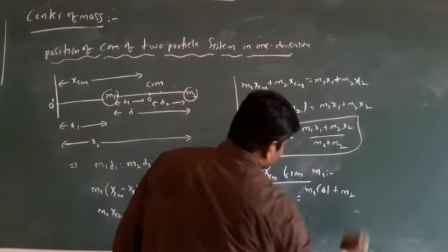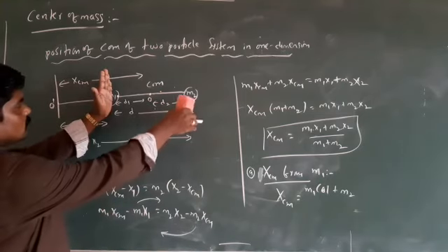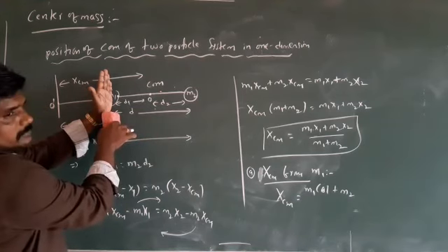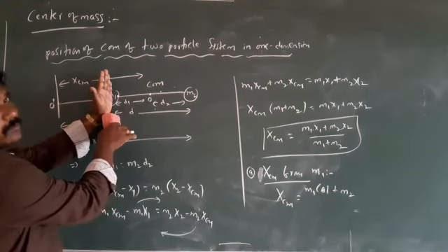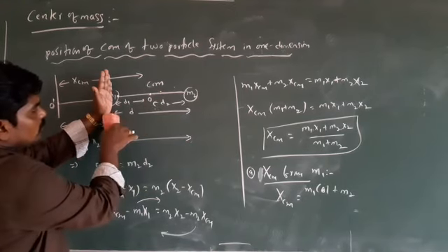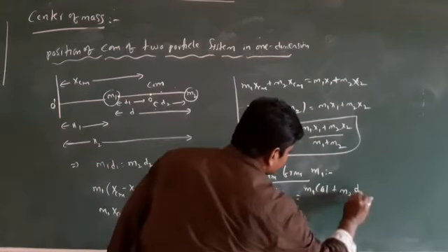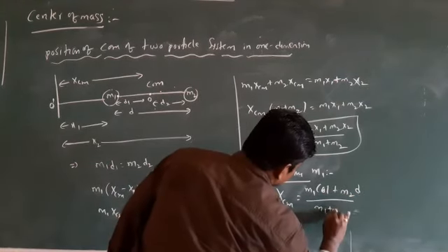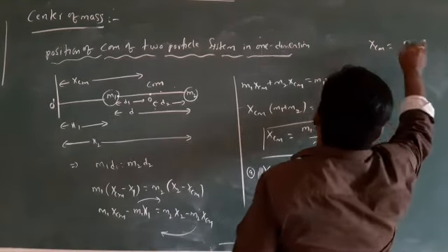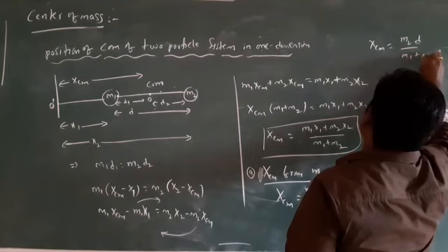plus m2 x2. What is x2? Distance of m2 from the origin. Here the origin is at m1. Therefore, the distance of m2 from m1 is nothing but d. Therefore, in the place of x2, I am writing d. So the denominator will be m1 plus m2. Now, from this we can write xcm is equal to m2 d by (m1 plus m2).